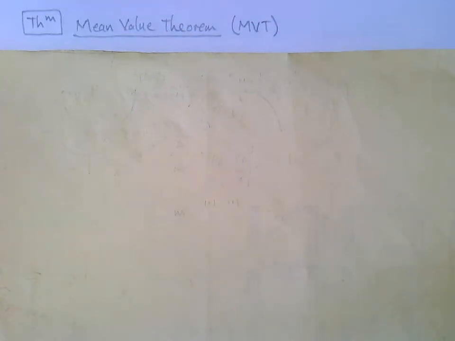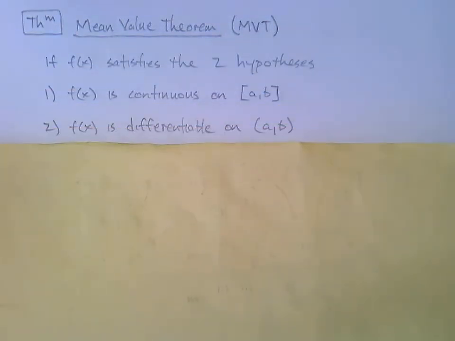Okay, what is the mean value theorem? It turns out it's actually a smaller version of Rolle's theorem. There's only two hypotheses. I'll show you the conclusion in just a second. If f of x satisfies the two hypotheses, and they're the same first two as in Rolle's theorem, number one, that f of x is continuous on the closed interval a to b, and number two, that f of x is differentiable on the open interval a b. If both of those are met, then here's the conclusion.